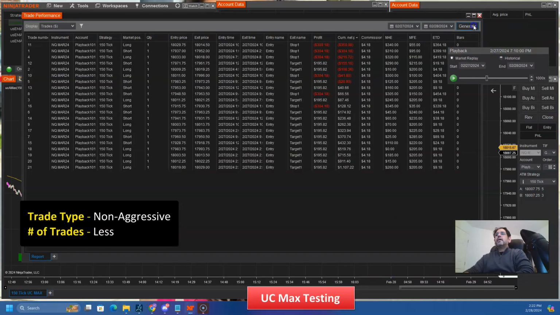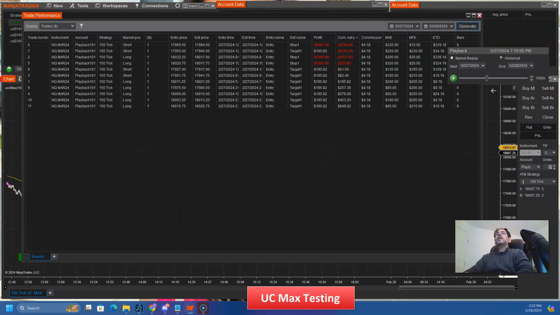So where did we end? We ended the day at 649, which is also the high of that day, right? And the drawdown we saw was minus 330.